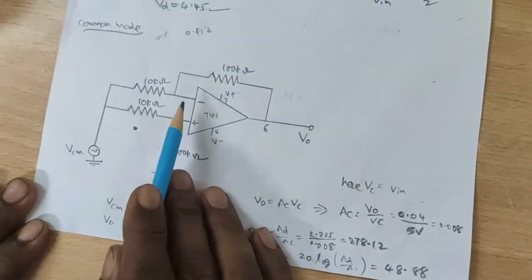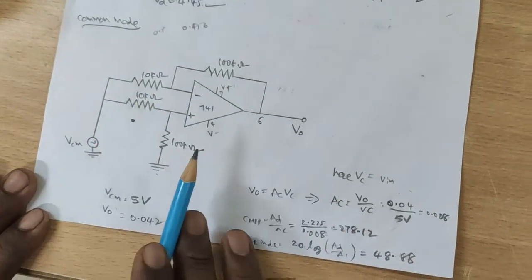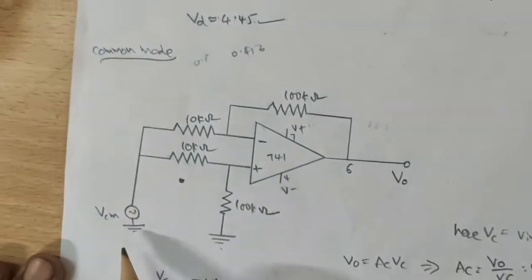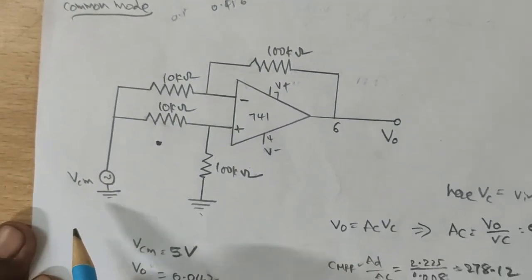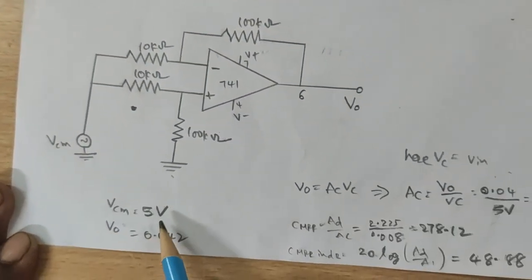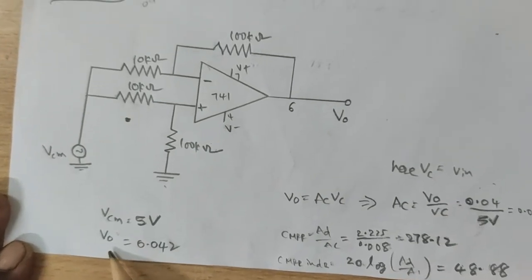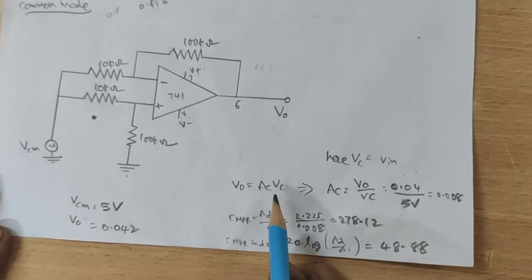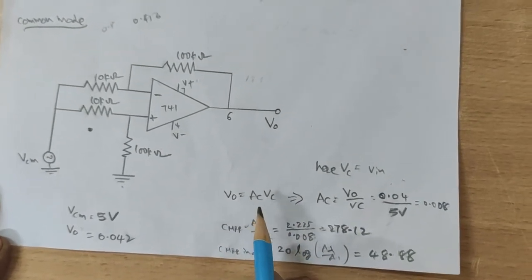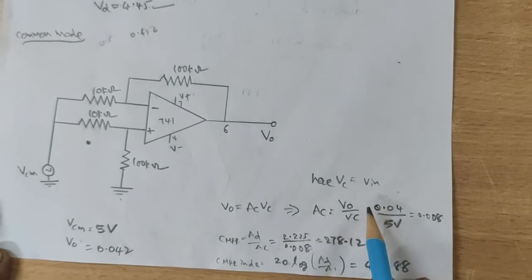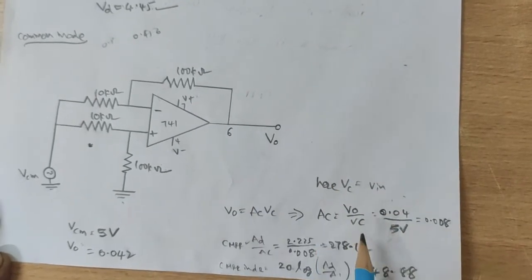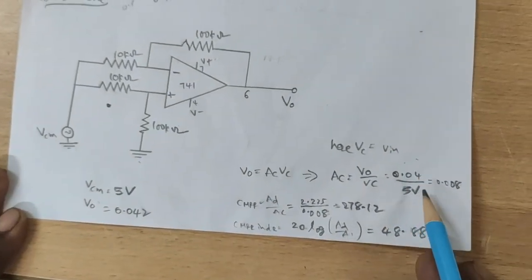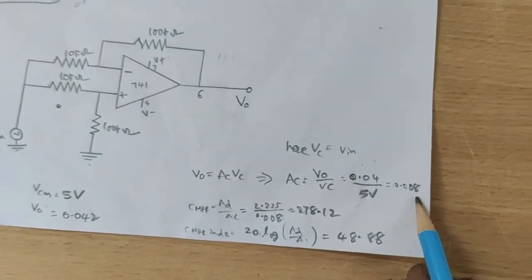Next, the common mode. This is the circuit diagram for common mode. Here both inputs are at the same input voltage, that is the common input VCM. Here VCM equals 5 volts and the output voltage V0 is 0.04. V0 equals AC into VC, where AC is the common mode gain. AC equals V0 by VC, where V0 is the output voltage and VC is the common input, 5 volts. 0.04 by 5 equals 0.008.